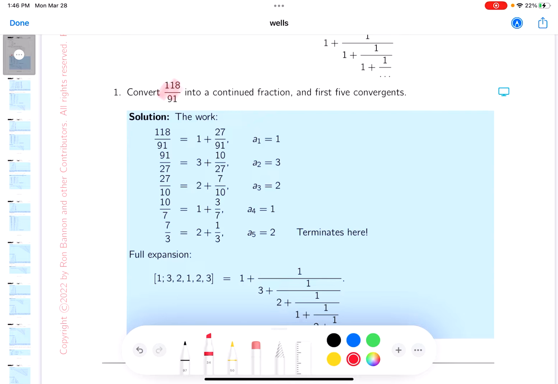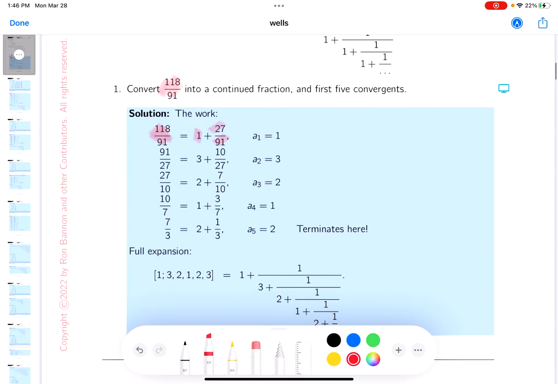And we want to do a continued fraction of this. The first thing to note is that 118 over 91 is actually an improper fraction, and 91 goes into 118 one time with a remainder of 27. All right? Then what you do is you take the reciprocal of 27 over 91, and we'll get to what the continued fraction looks like a little bit later. But this is the general process.